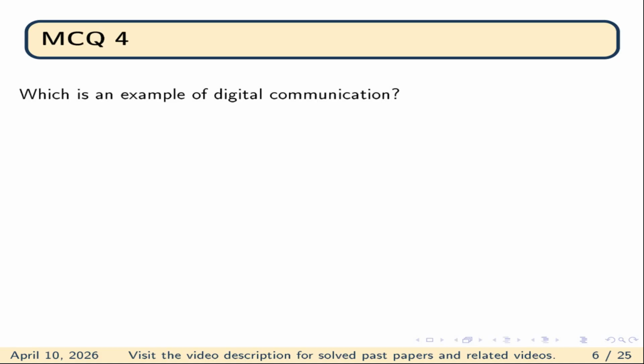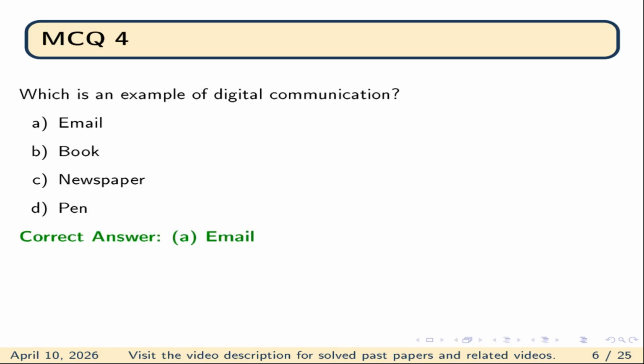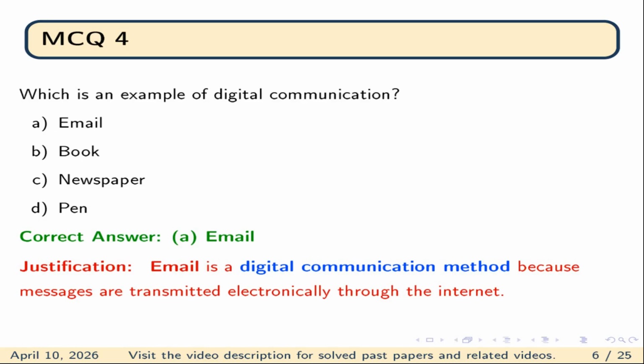Question number 4, which is an example of digital communication? Email, book, newspaper, pen. The correct option is email. Because email is a digital communication method, as messages are transmitted electronically through the internet.